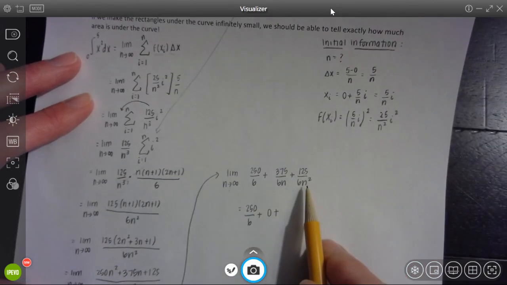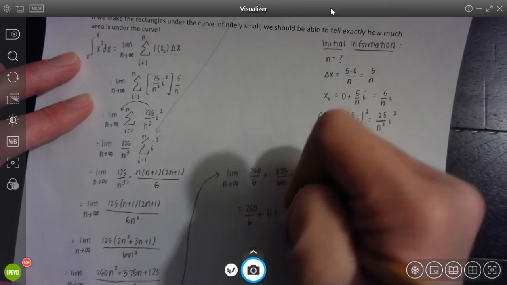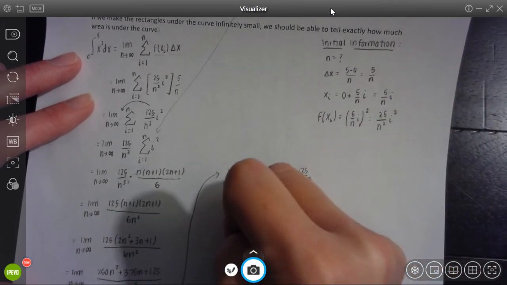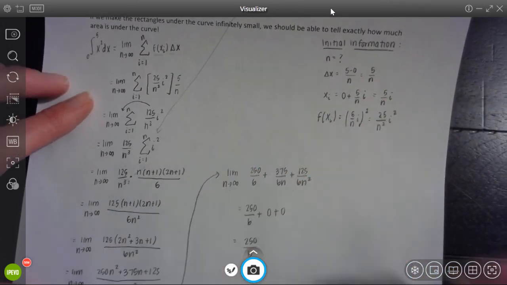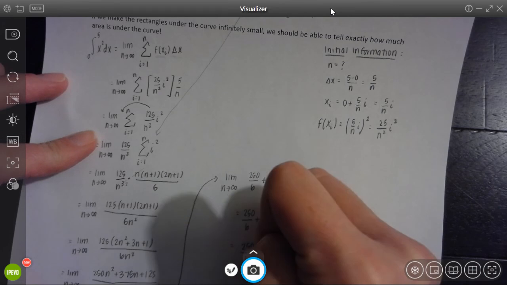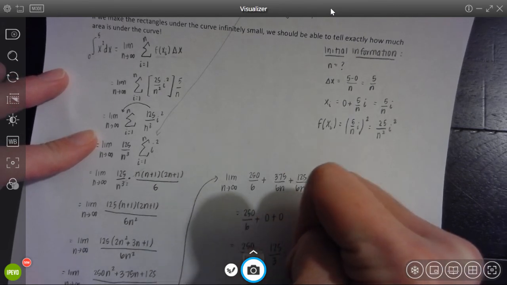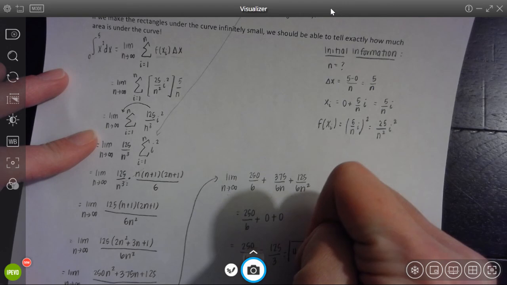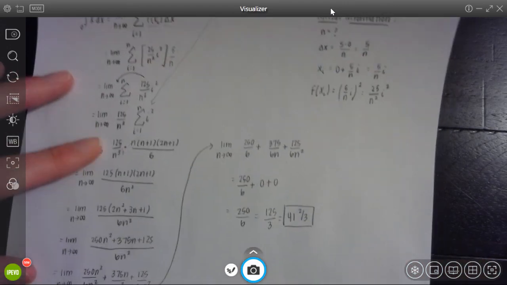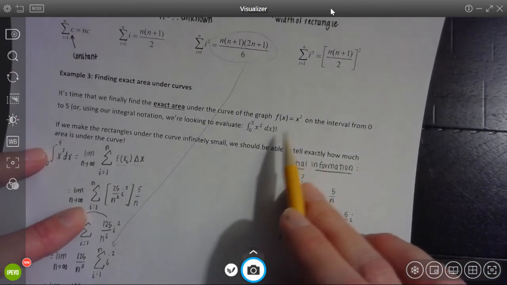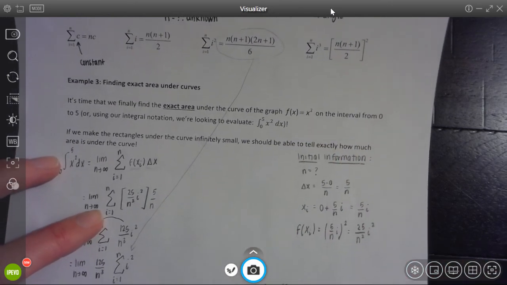And then we have an n squared in the denominator here. So if I take the limit as n is approaching infinity here, this would also be 0. So that leaves me with 250 divided by 6, which we can simplify to be 125 over 3, which, guess what, is 41 2/3, which is exactly what we said the area under the curve was when I had you guys do the investigation of this last week.